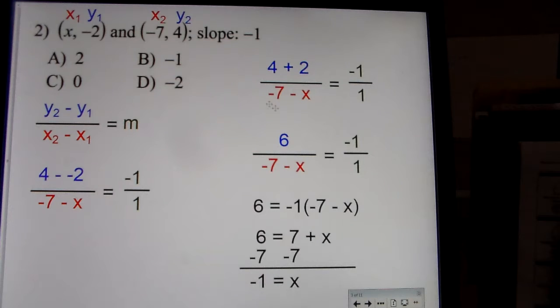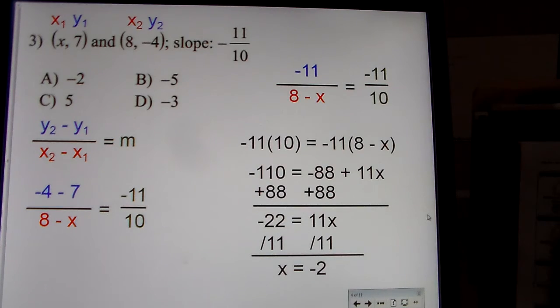We go over here, up right hand side, we take care of the signs issue of 4 minus a -2. Well, that's the same thing as 4 plus 2. And then everything else is the same. Well, 4 plus 2 is really 6, so we're going to write 6. -7 minus x. We then cross multiply. -1 times (-7 minus x). And 6 times 1 is 6. We then distribute that -1 to -7 and -x. -1 times -7 is 7. -1 times -x gets you positive x. You then subtract 7 from both sides, and you get x equals -1. And that's your answer for number 2.